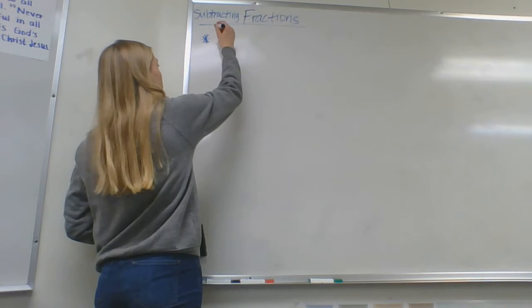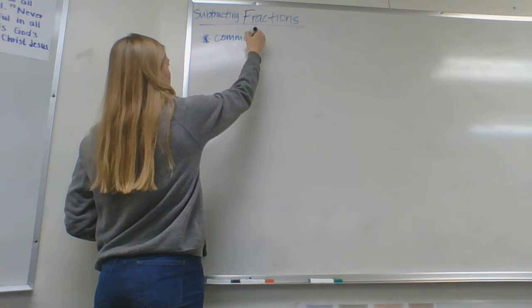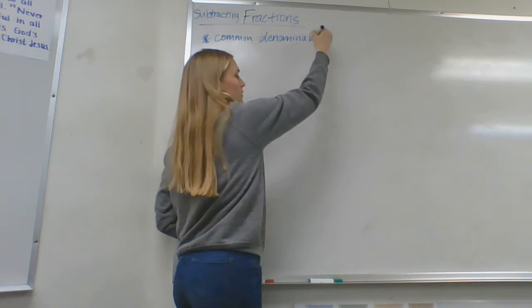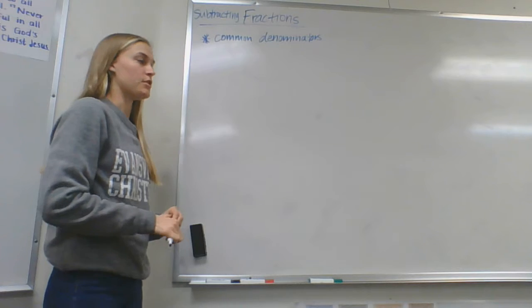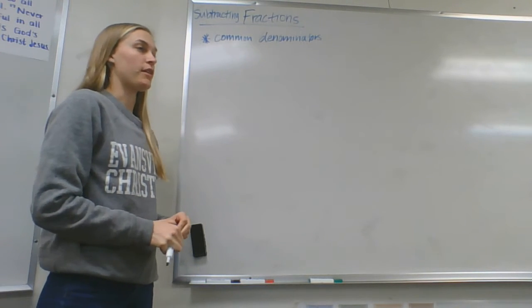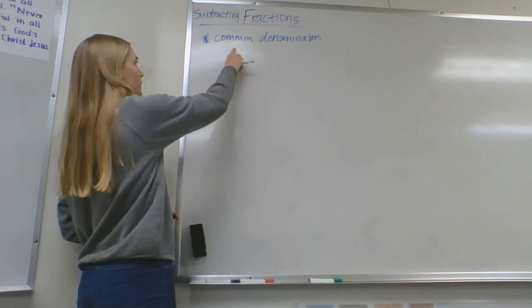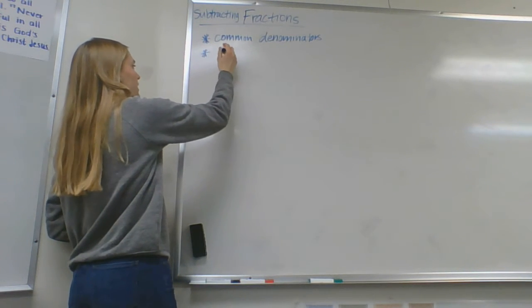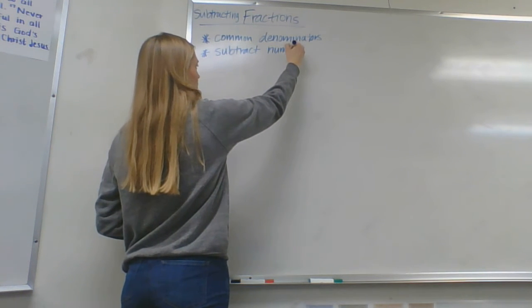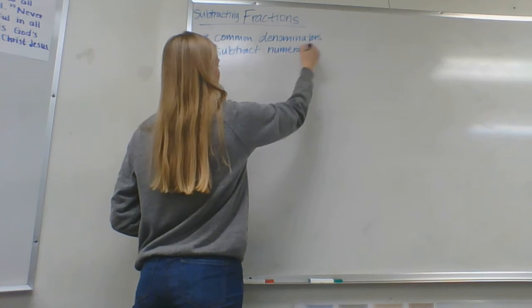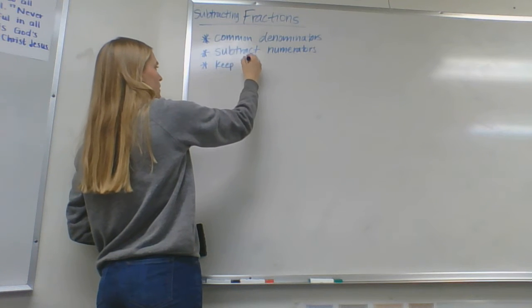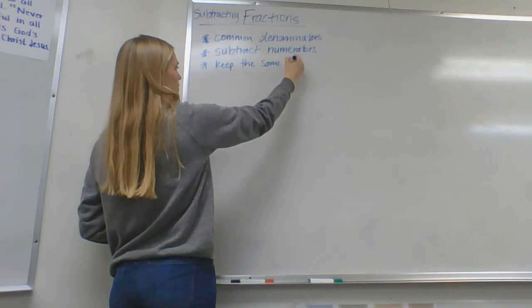So we still need to get common denominators. So that way we're subtracting the same size pieces from each other. You can't take away a third from a fourth, right? You'd have to have the same size pieces. So we get common denominators. And then we're going to subtract the numerators. And keep the same denominator.